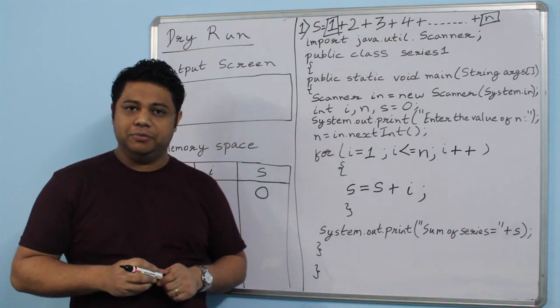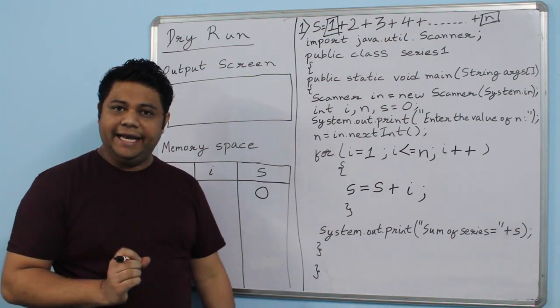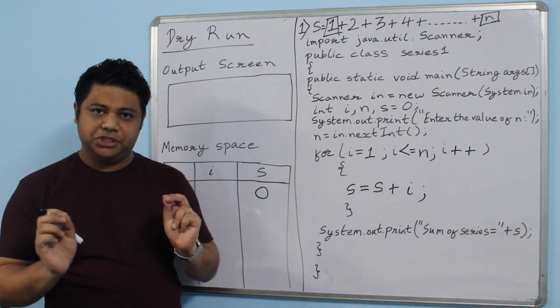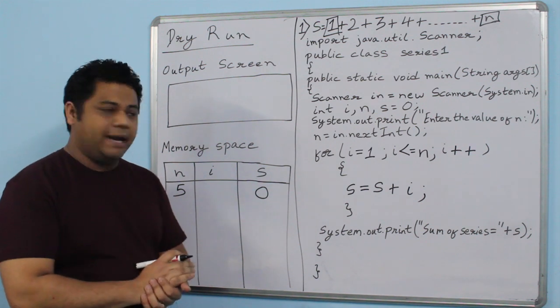So over here we have to assume. Let us assume the value of N to be 5. Suppose the user gave 5 over here. So that thing we will assume. Now let's see how the program works.